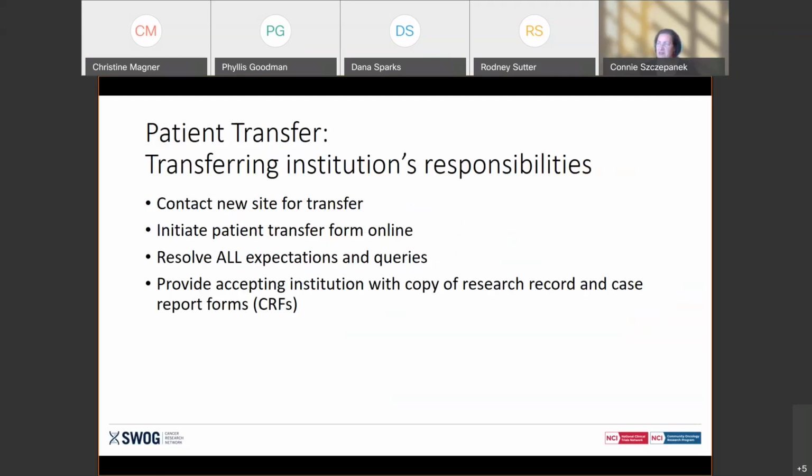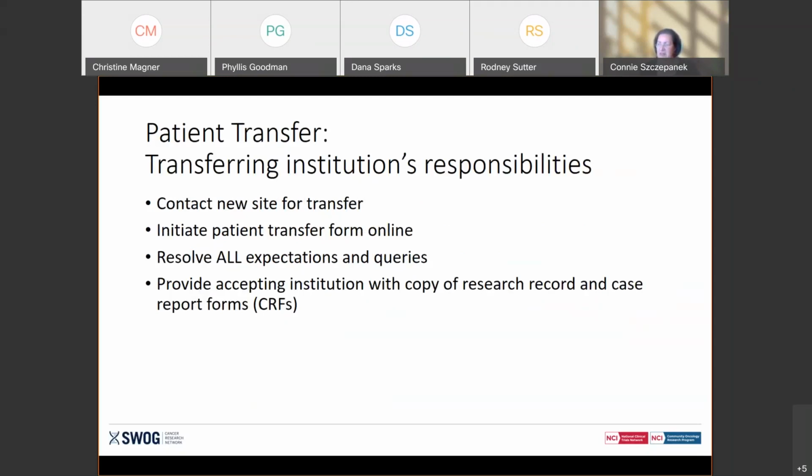The transferring institution is responsible to contact the new site. There's an online form that you have to start. It's imperative that you resolve all the expectations and queries. So my suggestion is that you also work with your SWOG data coordinator to make sure that your house is in order and things are tied off with a beautiful bow before you hit go to move the patient over.